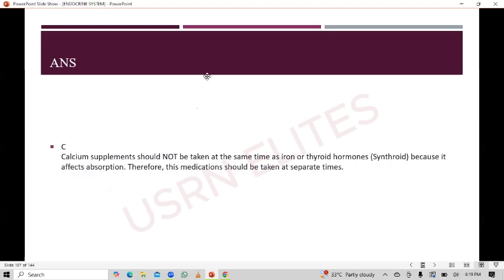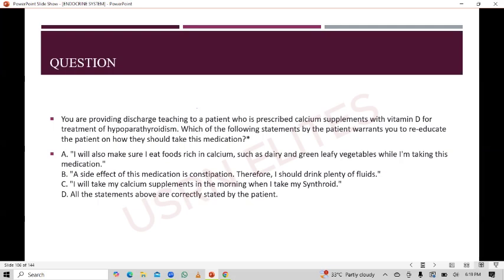Please come again with the explanation you gave before this one. Synthroid should be taken on an empty stomach, so calcium too shouldn't be taken on an empty stomach? Oh well, when it comes to calcium, you can take it with food. You can take calcium supplements with food. They brought the Synthroid to confuse you with the calcium supplement.